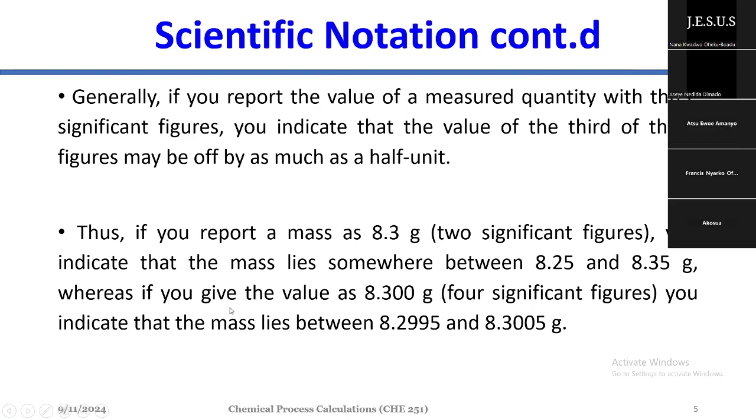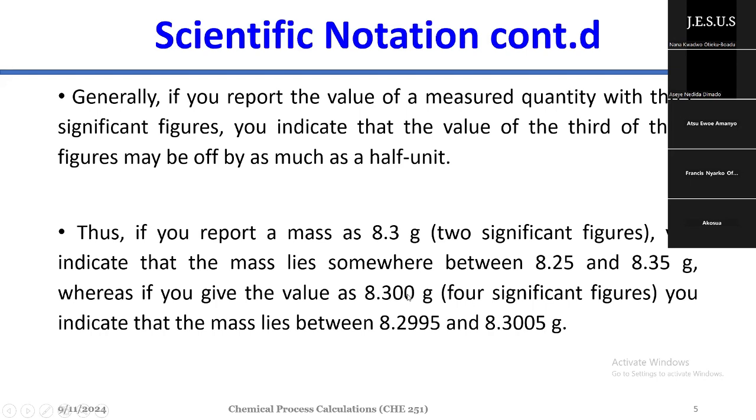So in a case where you have 8.300, this has 4 significant figures because of the decimal point here. So you are going to find that unit number, and that unit number will be 0.001.